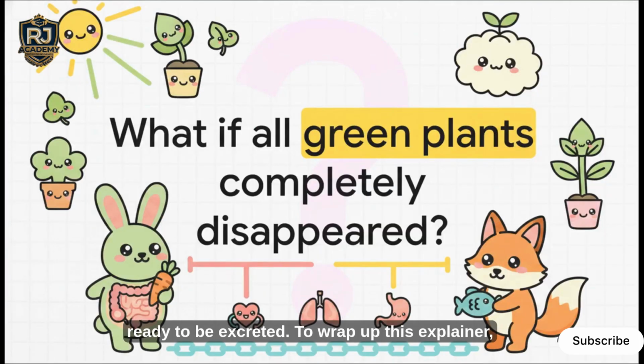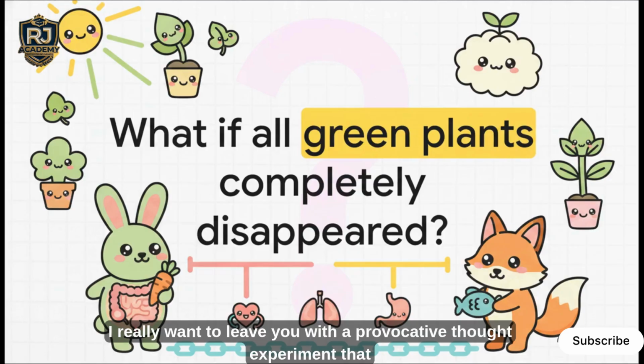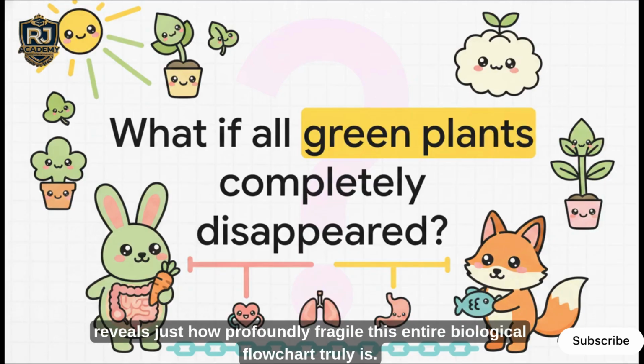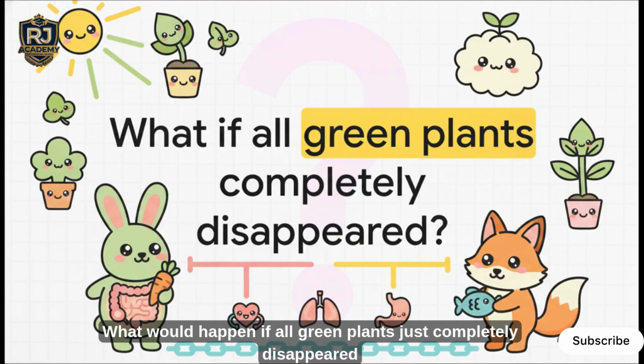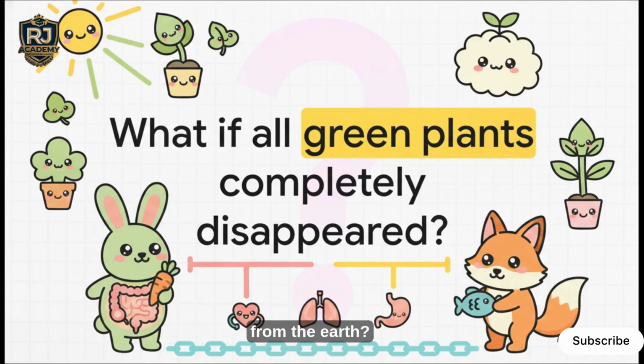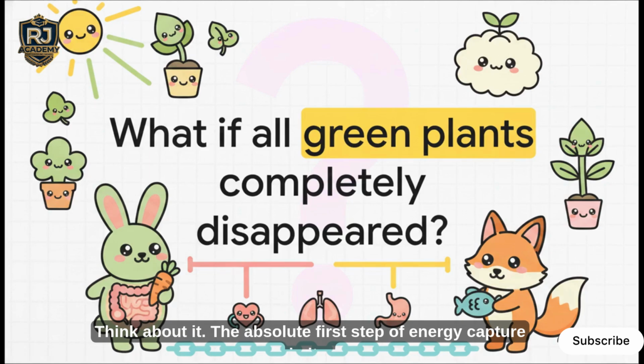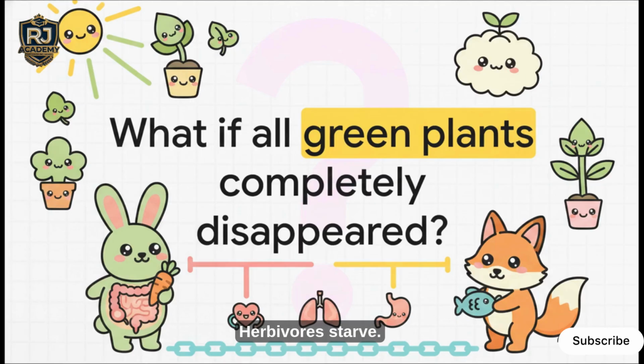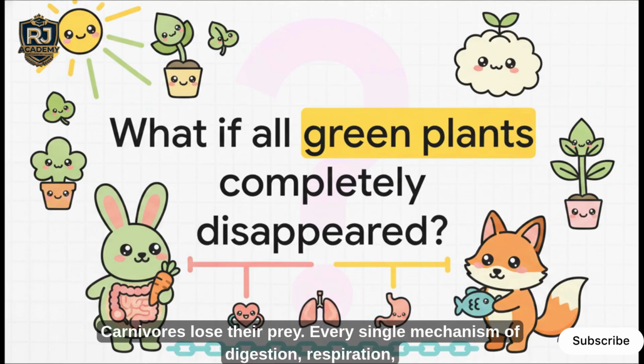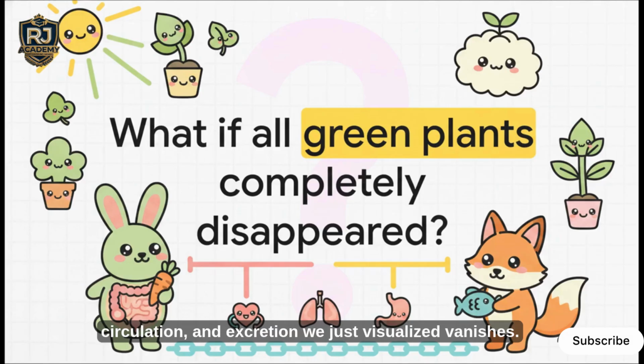To wrap up this explainer, I really want to leave you with a provocative thought experiment that reveals just how profoundly fragile this entire biological flowchart truly is. What would happen if all green plants just completely disappeared from the earth? Think about it. The absolute first step of energy capture halts. Herbivores starve. Carnivores lose their prey. Every single mechanism of digestion, respiration, circulation, and excretion we just visualized vanishes.